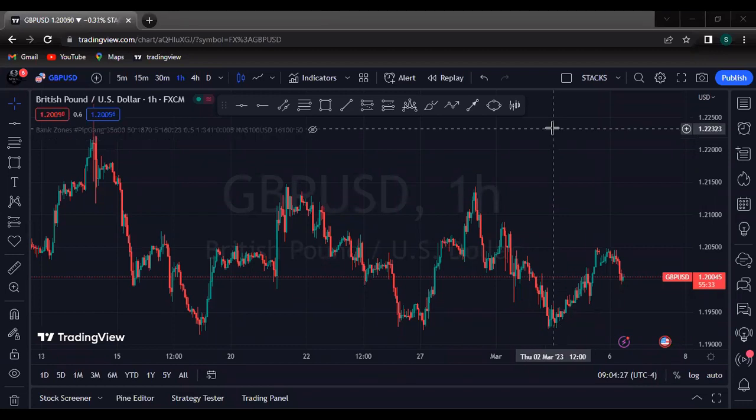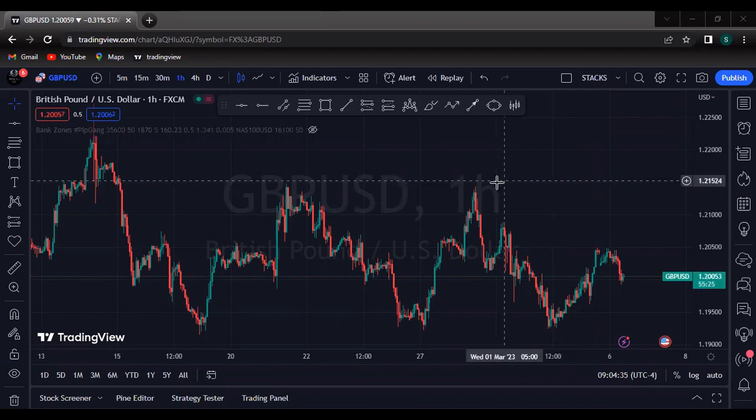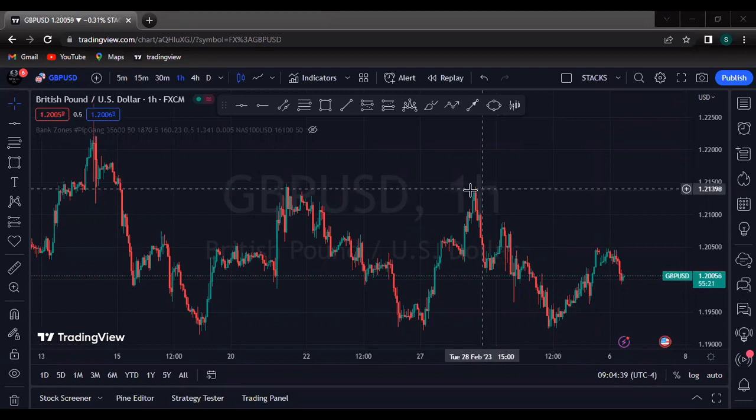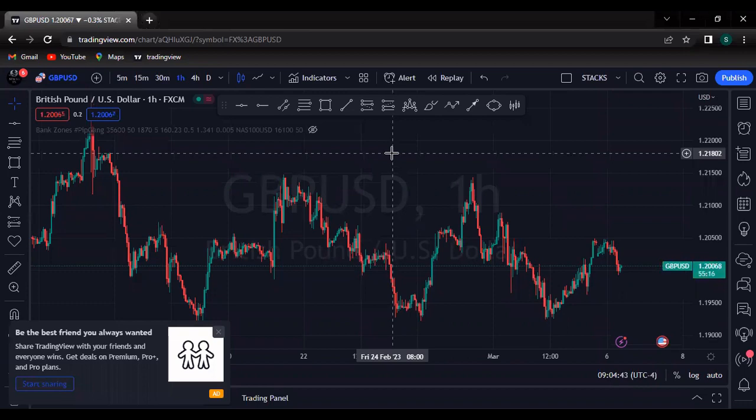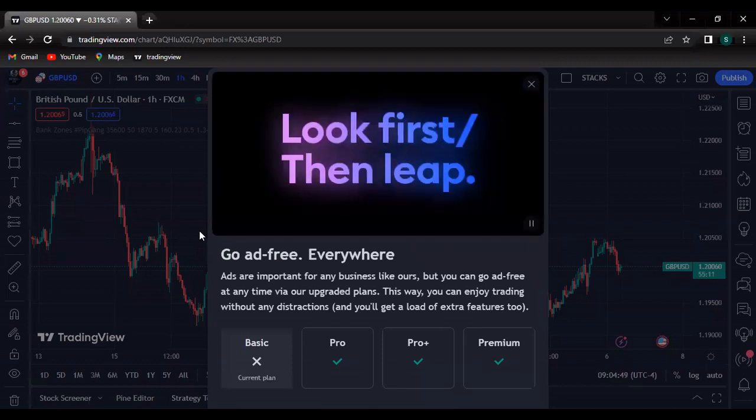In today's video, we're going to be looking at psychological levels. Psychological levels include rounded numbers, and these numbers can be used as key levels in the market. When it comes to psychological levels, I prefer using them as a confluence rather than a strategy. And as we go on, you'll see that the market reacts.